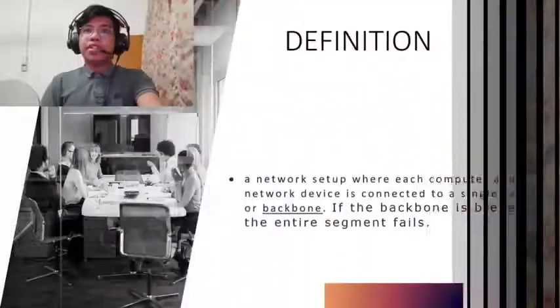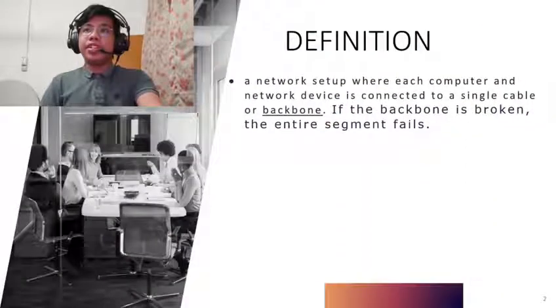Thank you guys. So now I'll begin our forum by explaining the definition of bus topology. Bus topology is a network setup where each computer and network device is connected to a single cable or backbone. If the backbone is broken, the entire segment will fail.